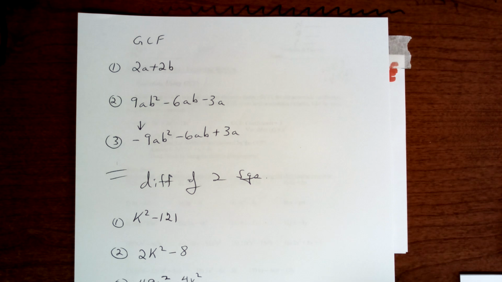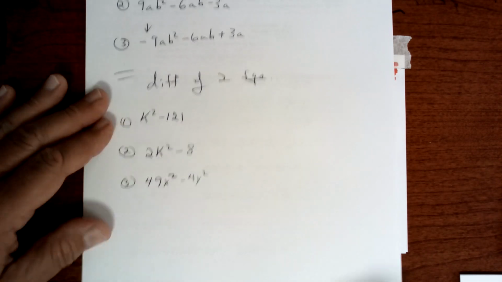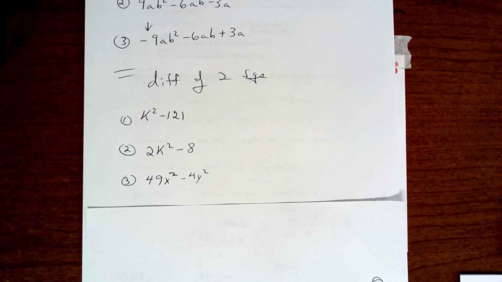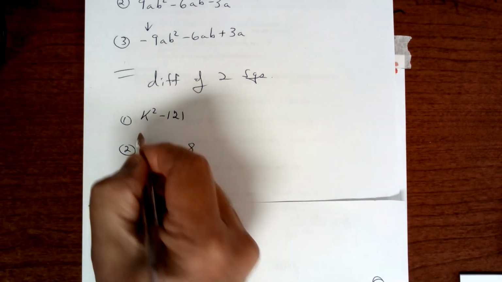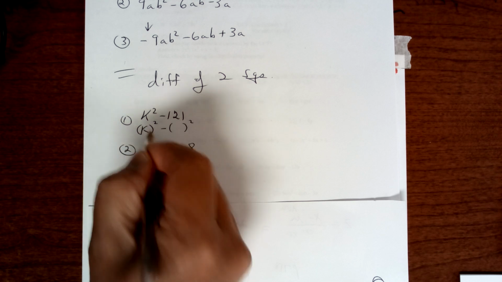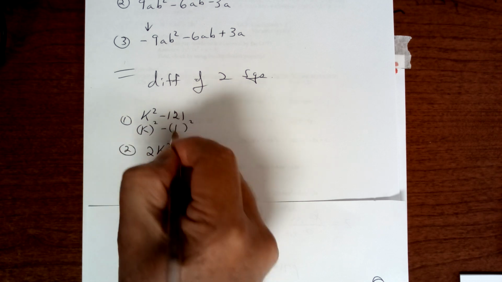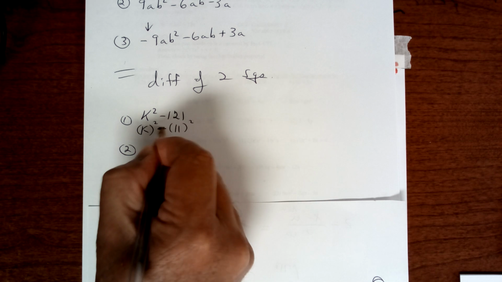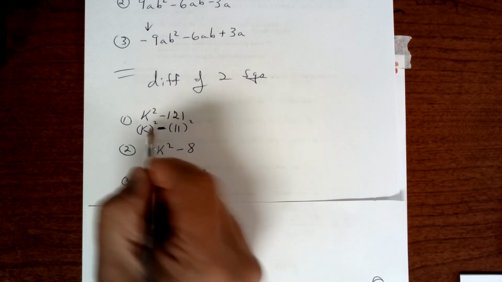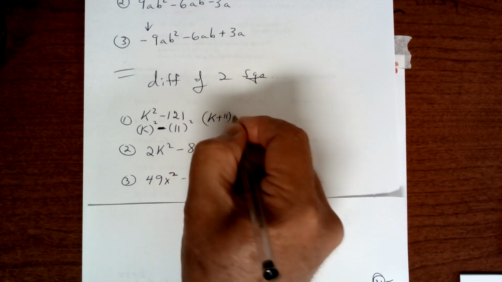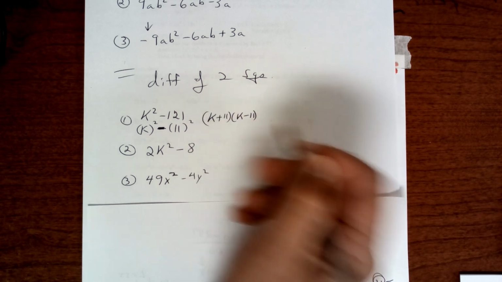All right, today we're going to talk about the difference of two squares. Copy these down. On your work today, I want you to put this. K squared is K squared. 11 times 11 is 121. This is called the difference of 2 squares. So it's going to be K plus 11, K minus 11. Always a plus and a minus.